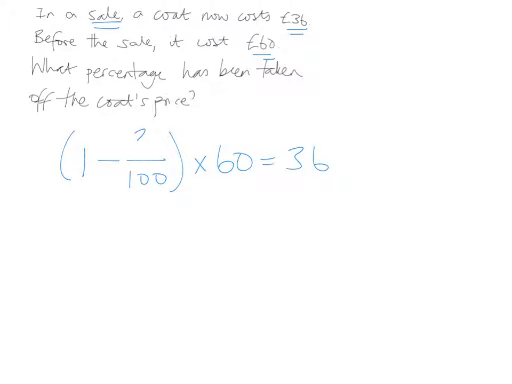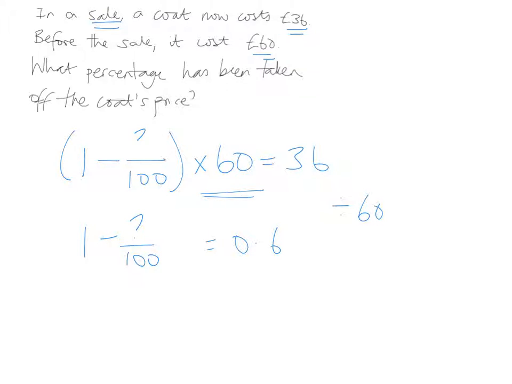Now, I can't just do one step here. I need to do it in a few steps to make it a bit easier for me. Again, if we think about our normal standard algebra skills, the first thing I want to do is get rid of this times 60 because I can then leave everything in the bracket all on its own. So my first step is divide by 60. So I get 1 minus question mark over 100 equals 36 over 60, which is 0.6. Sorry, we don't really need those brackets here.